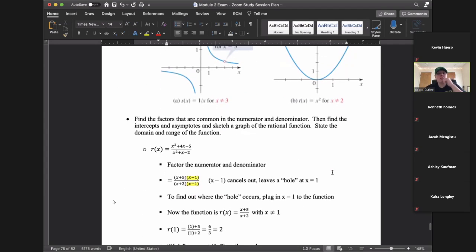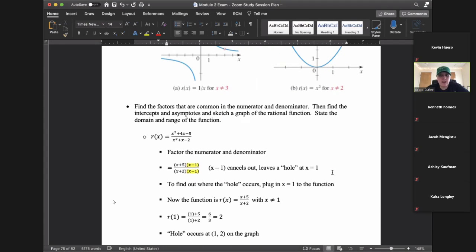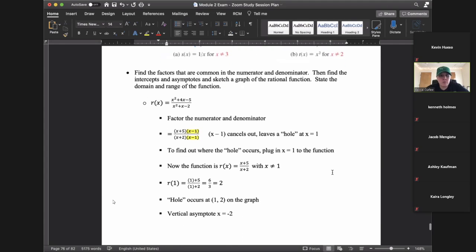So find factors that are common in the numerator and denominator, then find the intercepts and asymptotes and sketch a graph of the rational function. State the domain and range of the function. So we're given r of x equals x squared plus 4x minus 5 over x squared plus x minus 2. So we're going to factor the numerator and the denominator.